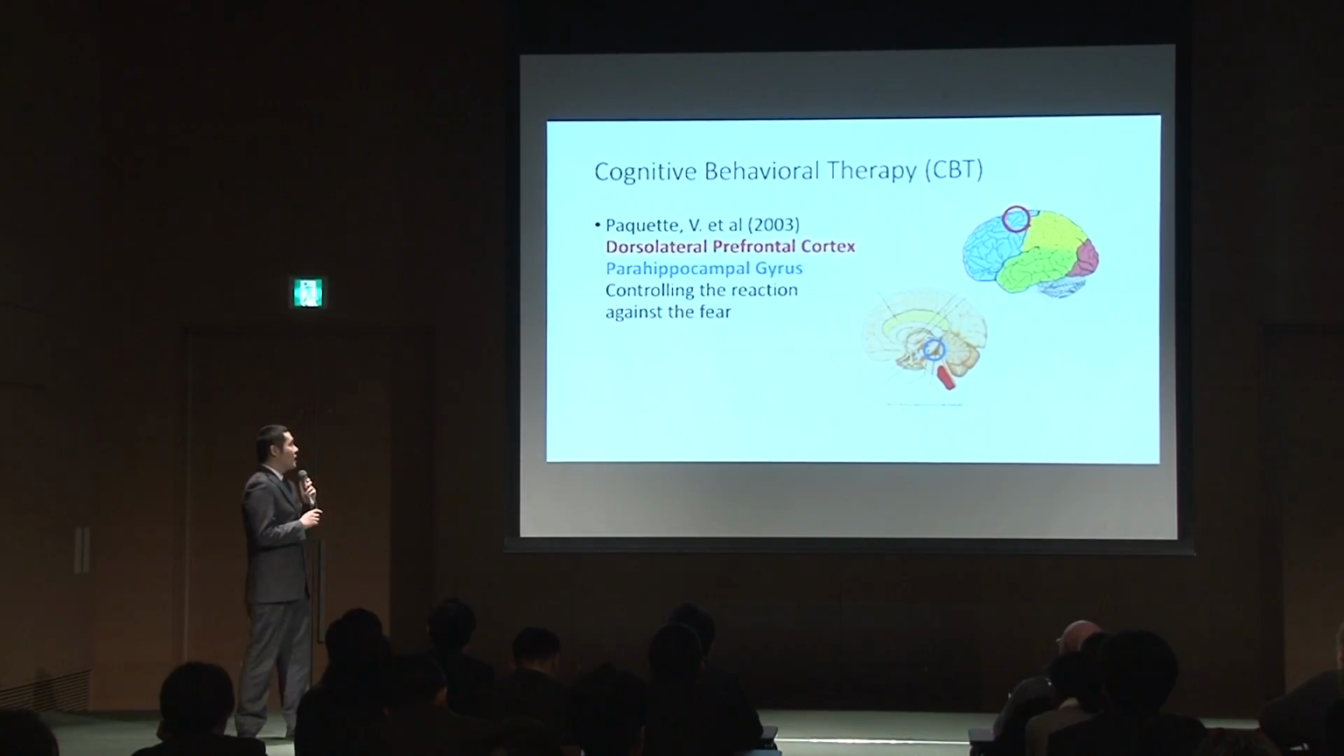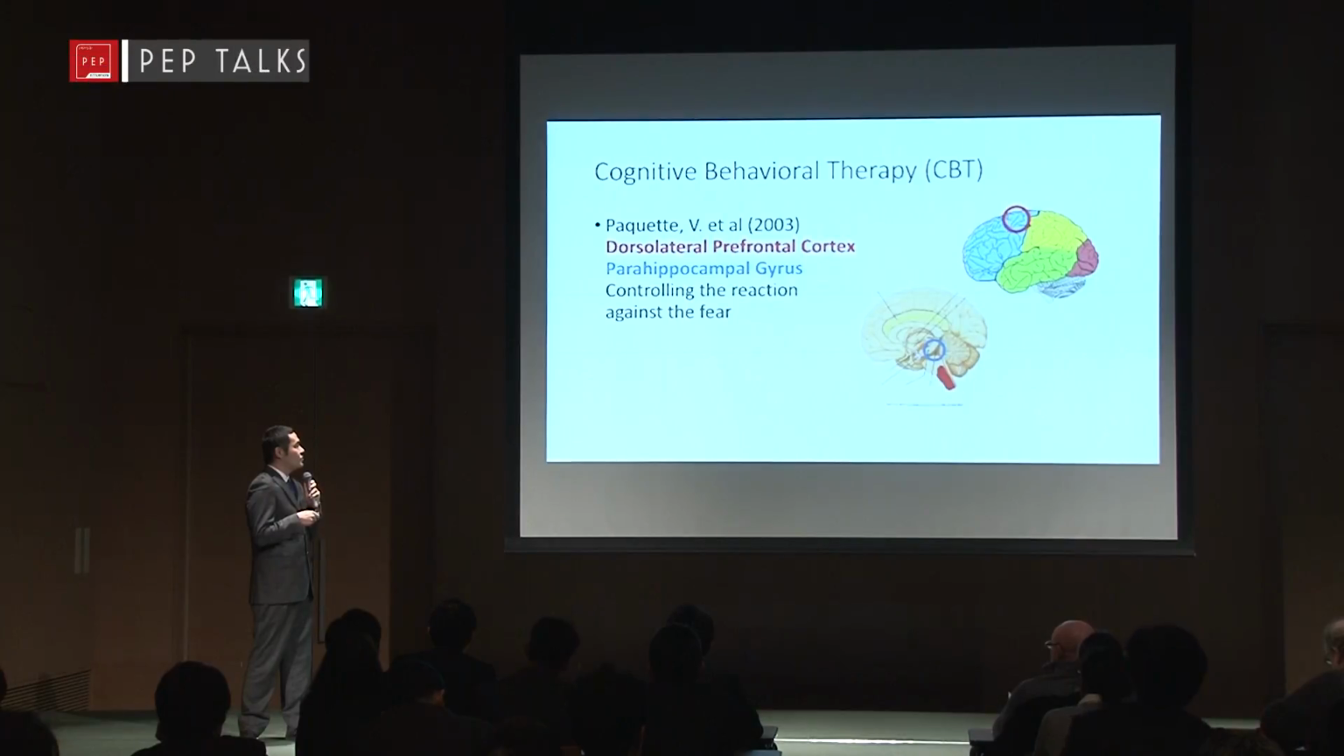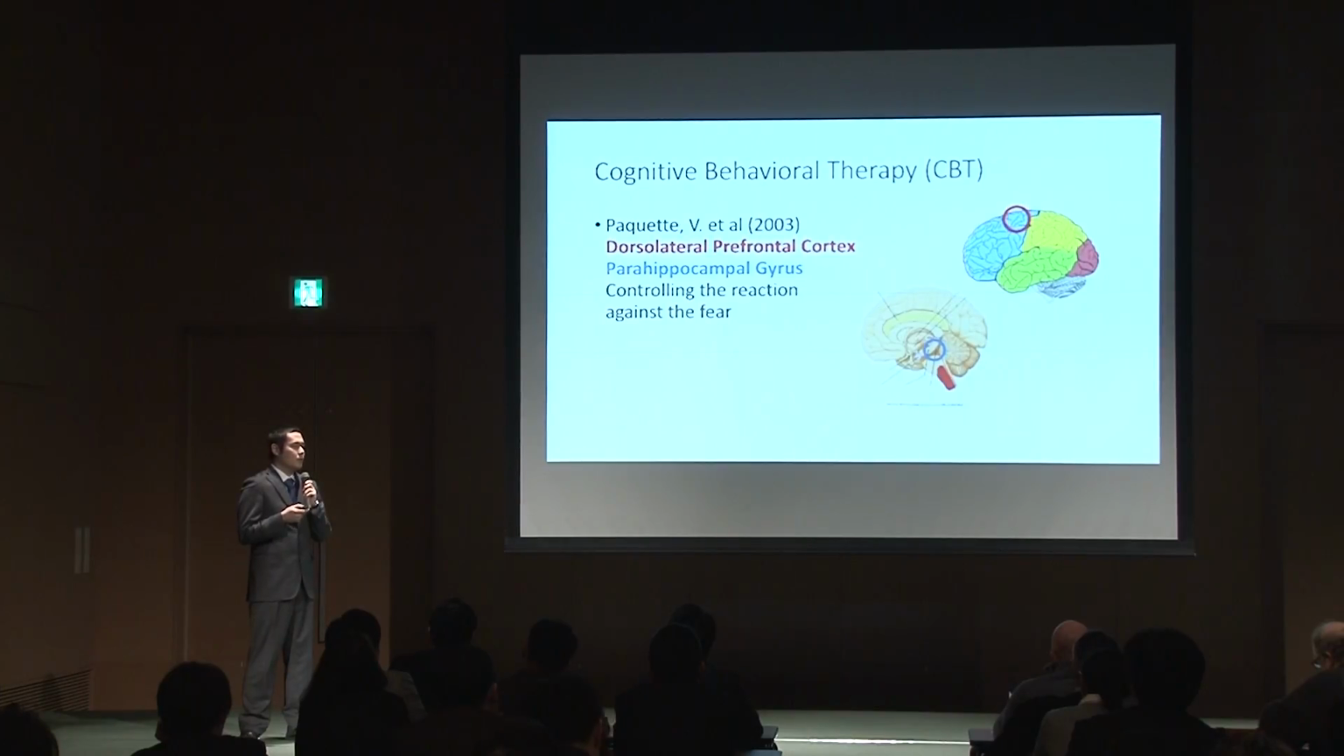The Tom method is based on cognitive behavioral therapy, CBT. According to Packet, CBT represents significant activation of both parts, the lateral prefrontal cortex and the parahippocampal gyrus. Both parts control the reaction against fear. So CBT represents activation of both parts, so we can ease stress by CBT.